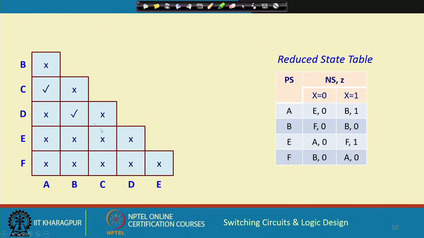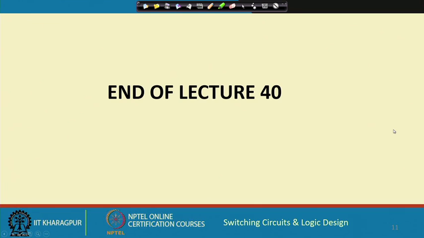So, this is the final implication chart, and B and D you merge together. And of course earlier, this A and C was also there, A C and B D, these 2 are there. So, the A C you merge together and B and D you merge together. So, you get the final reduced table. So, like this you can reduce the size of the table.